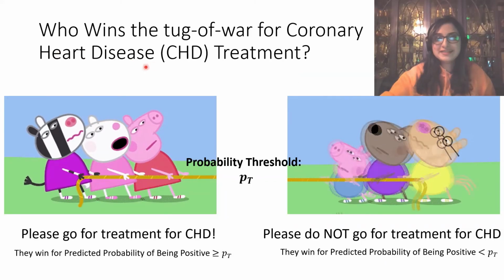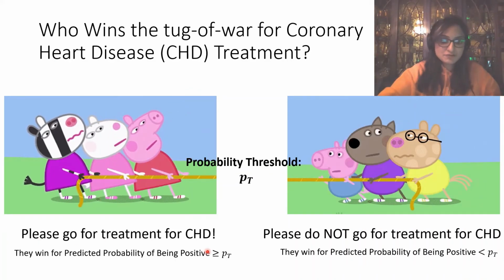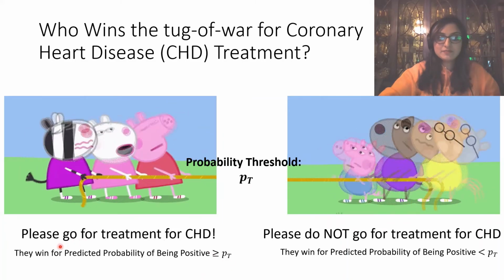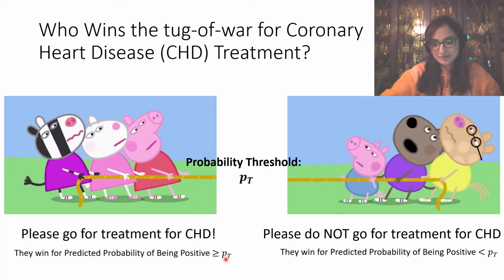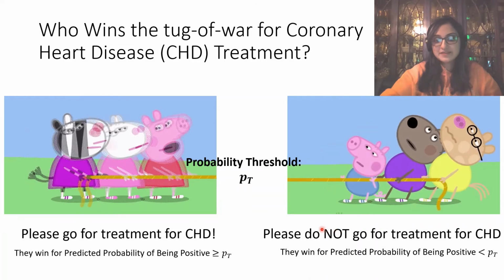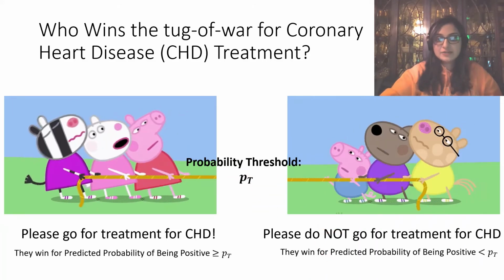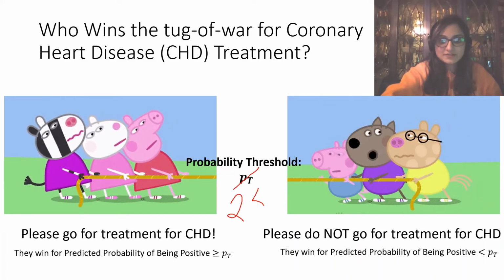For coronary heart disease, it's like a tug of war: who wins? They're saying, please go for treatment for coronary heart disease, CHD, and they win if the predicted probability of being positive for a patient is greater than or equal to the threshold, PT. Otherwise, if the predicted probability that a patient is positive is less than the threshold, then you don't go for treatment. And in this example, what if the threshold is 25%?